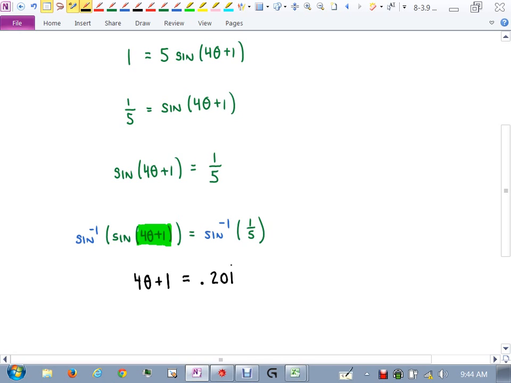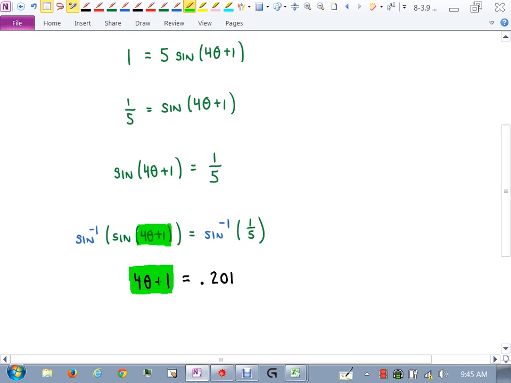So, now what? Subtract 1, divide by 4. Now, this is what got some people into trouble on the test. See, I need this argument. I need this argument when it's all said and done to turn out to this, right? This is the point where you go to your circle. You do not solve for theta yet.